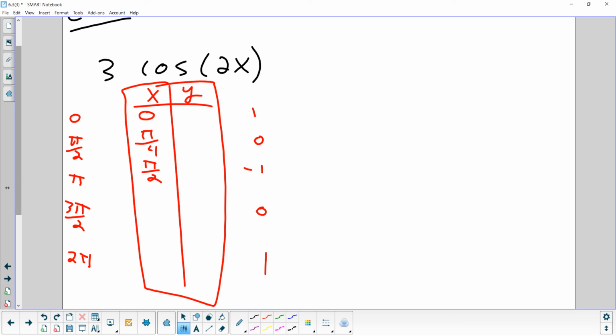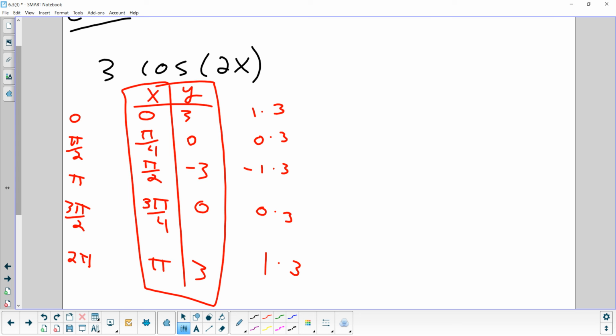What's that? 3 pi over 4. Good. And that one was pi. Okay, so there's all my x values. We can divide them by 2. And now, Jake, what am I going to do to my y values? Multiply them by 3. Yep. Multiply them all by 3. And Sarah, if I multiply by 3, can you tell me what I get? 3, 0, negative 3, 0, 3. Perfect. And that's my table.